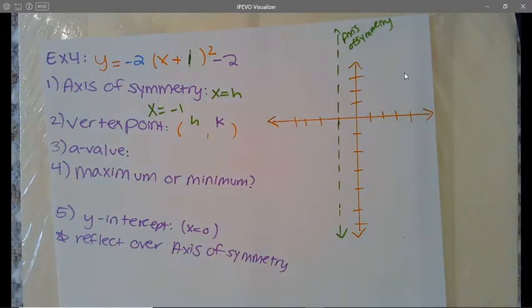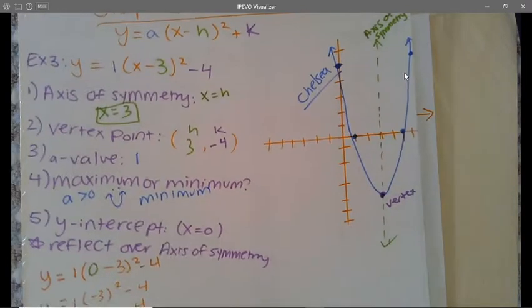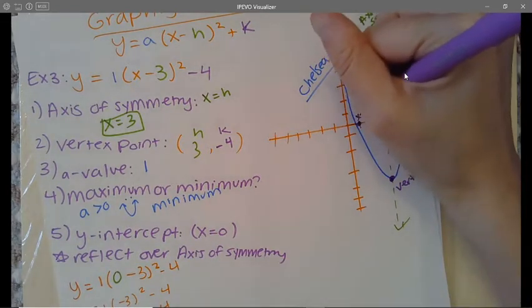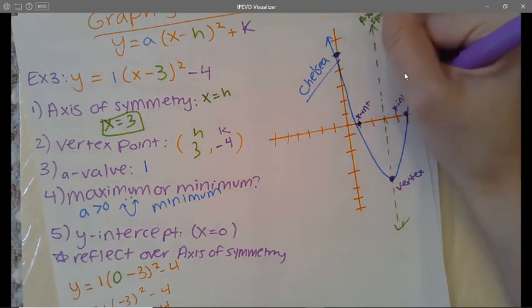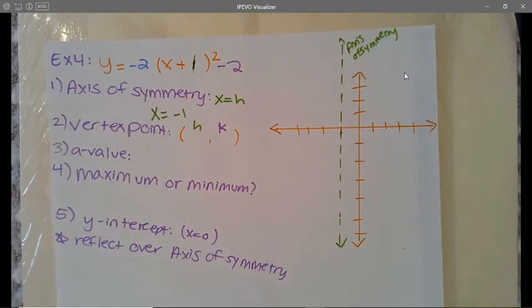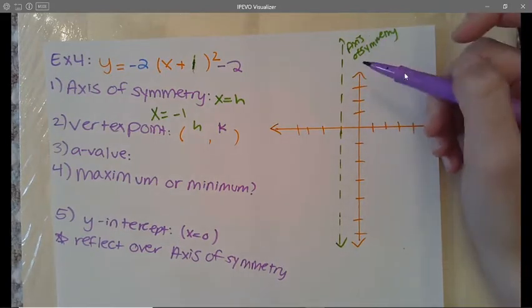And technically, if you wanted to label the other parts on the previous example, you could. I forgot to label the x-intercepts and the y-intercepts. So on your previous example, if you wanted to label those, you can. Sorry, I just forgot that I did that. Okay, but anyway, so we have our axis of symmetry.